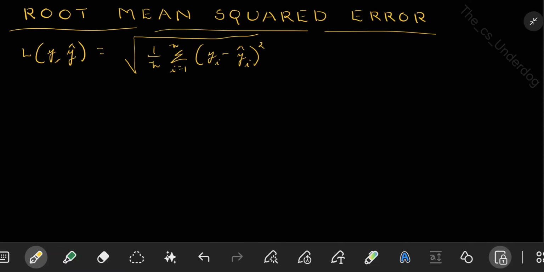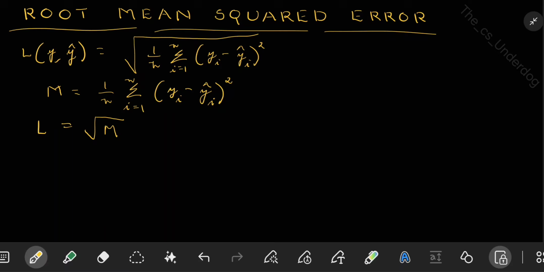What I'm going to do here is, first of all, I'll take the MSE term out. This term is the MSE term. I'll write it as M. My MSE term, this part, is 1 by n sigma i equals 1 to n, (yi minus yi cap) the whole squared. This is my MSE, mean squared error term. So I can write this loss as root of M. If M is this and my loss is this, then loss is equal to root of M.